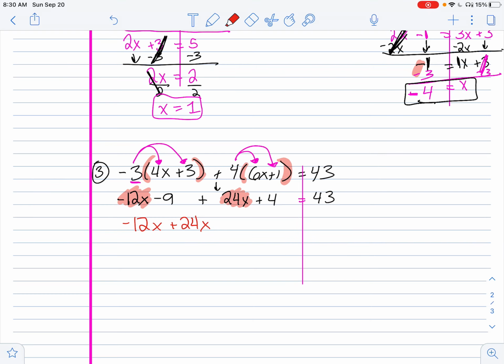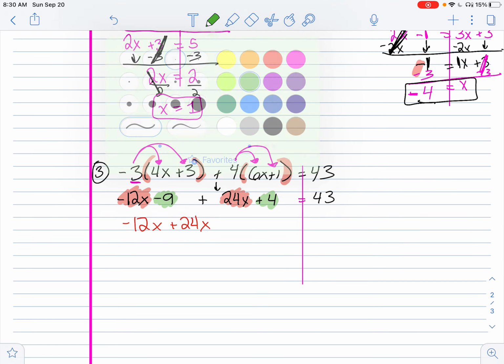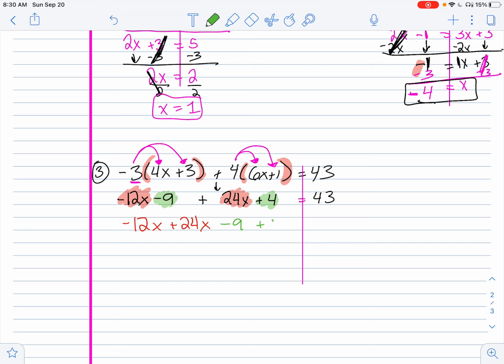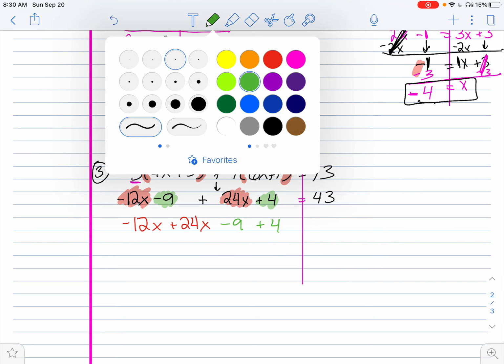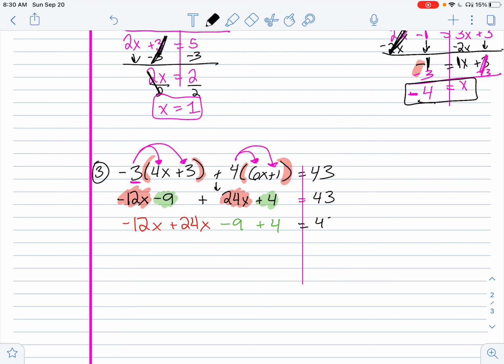Those are like terms. And then our other set of like terms are negative 9 and positive 4. So I'm going to write those two right next to each other, negative 9 and positive 4. And then I'm going to bring down my equals 43 on the other side because this one's all by itself. It has nothing to combine with on the right-hand side.